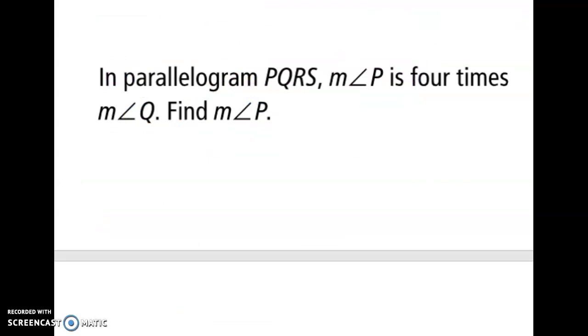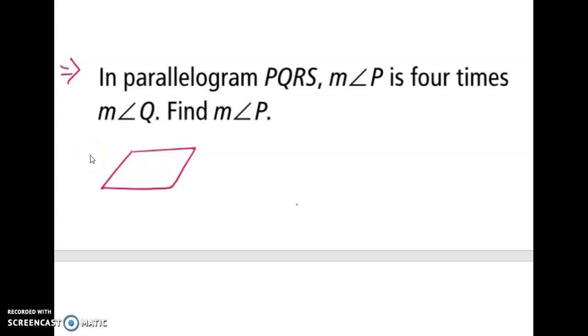Another type of question that could be there for this chapter on parallelograms is something like this. They are saying in a parallelogram PQRS, the measurement of angle P is 4 times the measurement of angle Q. Before I try to handle this problem, the first thing would be to sketch out a parallelogram and understand what they are trying to say.